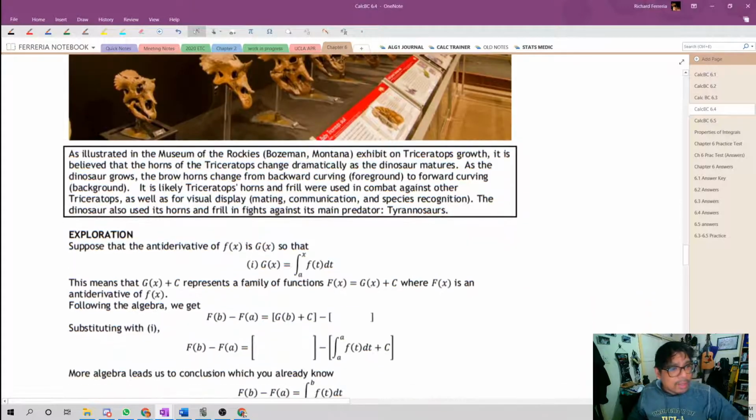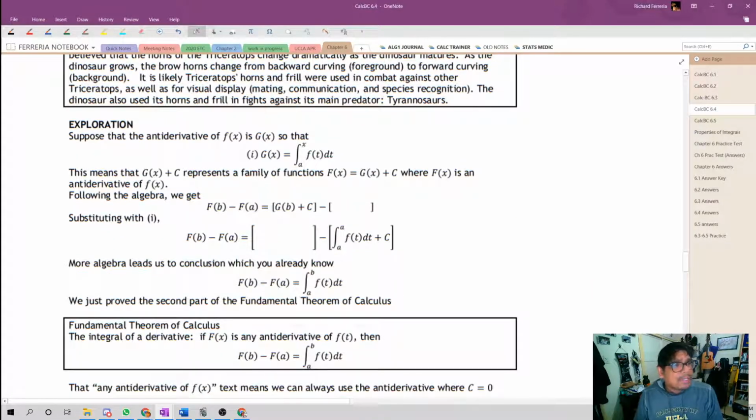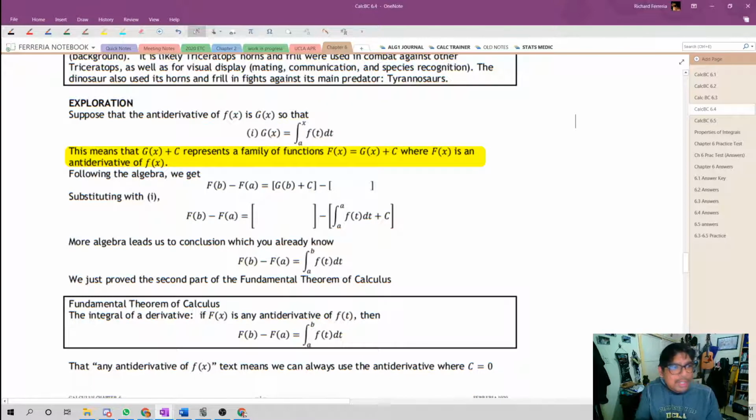So let's get going with our antiderivatives. Suppose that the antiderivative of f is g. So if you take the integral from constant a to variable x of f(t) dt, you get the function g(x). We'll call that equation 1. Well, this means that g(x) plus c can be used to represent the family of functions for the antiderivative of f(t). So the antiderivative of f(t) is F(x), which in turn is equal to g(x) plus constant. So, that's a lot of things to keep straight here.